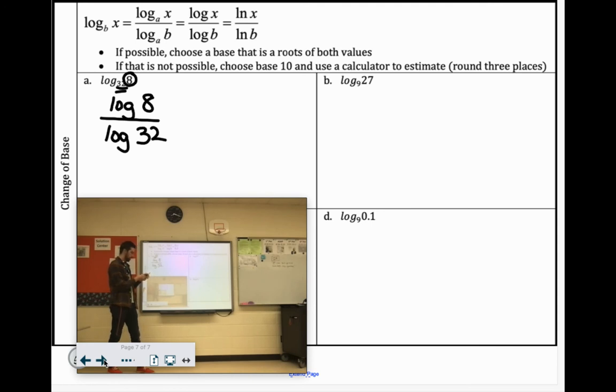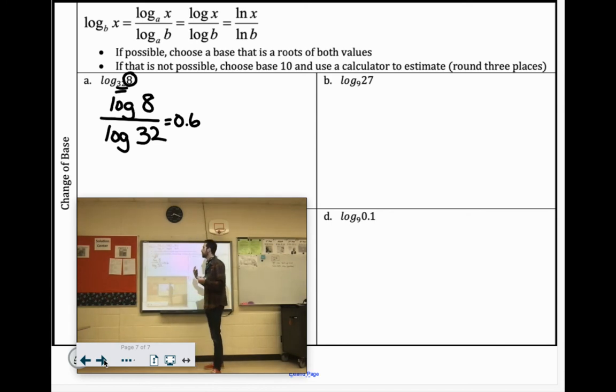Then I just hit divided by log 32. Then I hit equals. It'll tell me 0.6, which is correct. Now, on this particular problem, we're going to try what it says here. If possible, choose a base that is a root of both values.